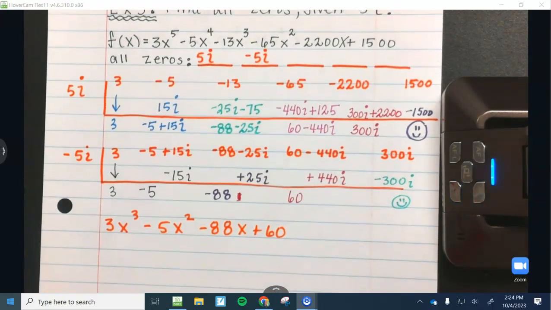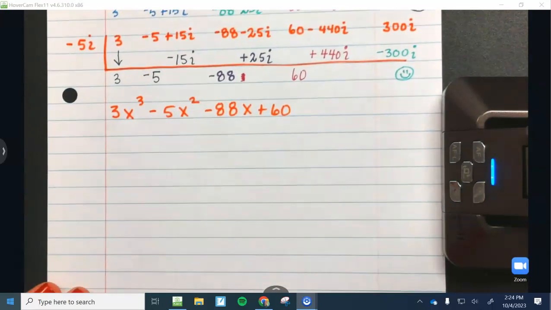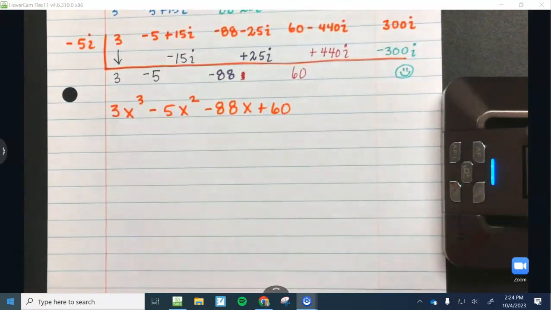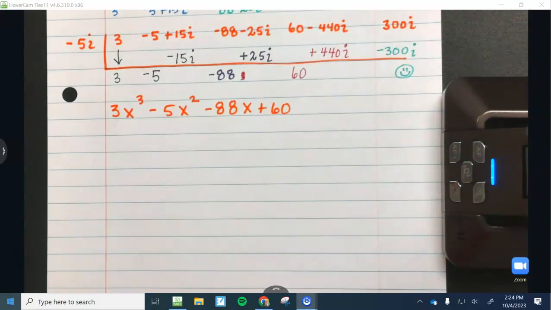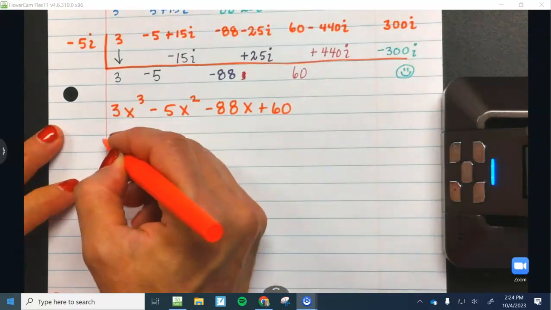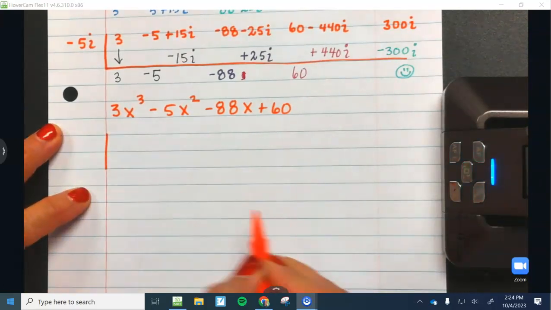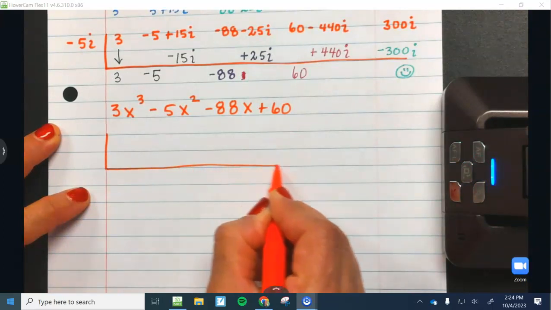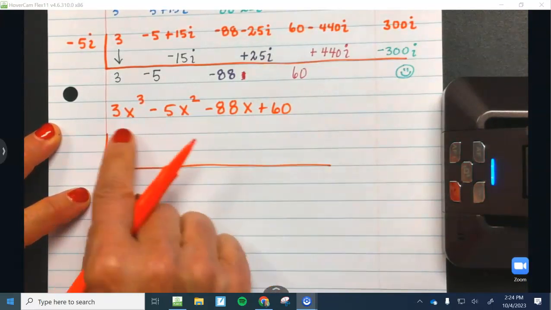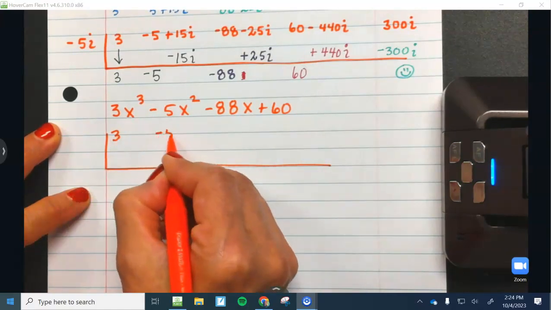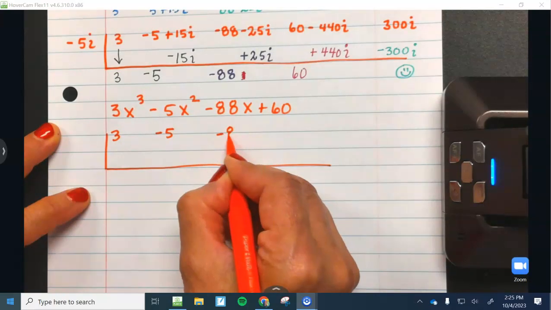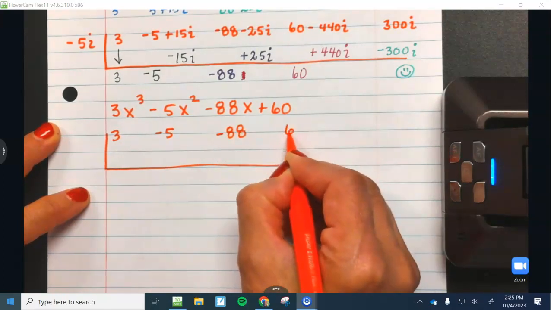Okay, y'all, I'm going to scoop my paper up. We got to keep going. There's 4 terms. Is that factorable? No, it's not factorable. If it's not factorable, then here we go again. We're going to drop these numbers on the top of our division box. So 3, negative 5, negative 88, and a 60.